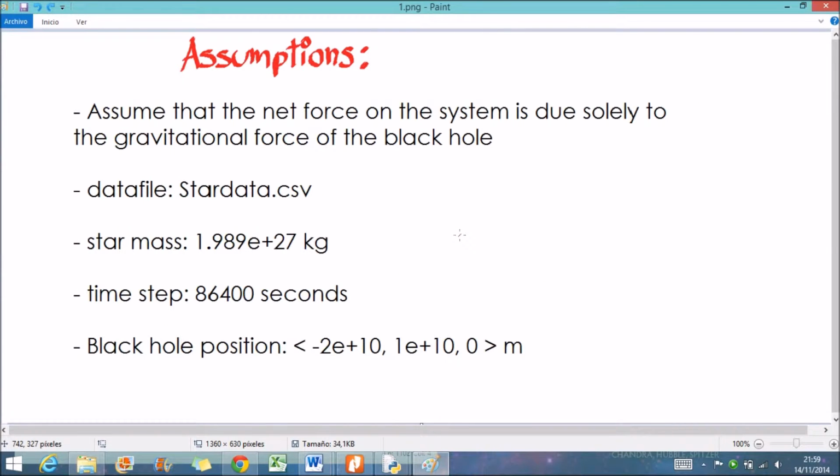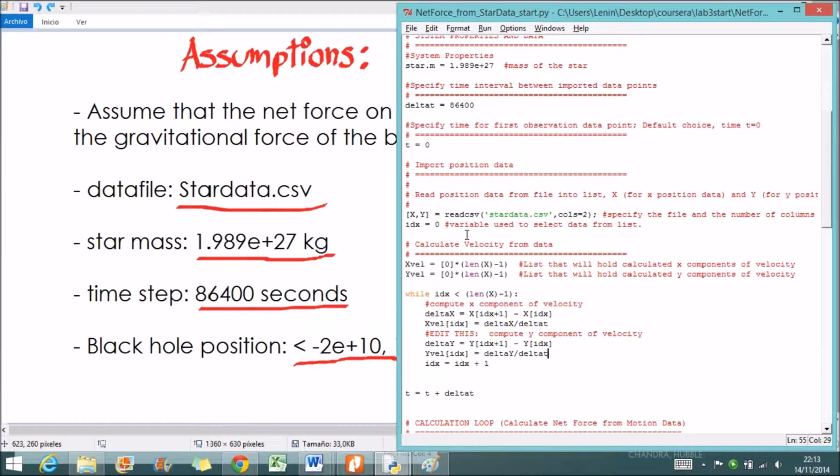Assumptions: assume that the net force on the system is due solely to the gravitational force of the black hole. The name of the data file is stardata.csv. It contains the mass of the star in kilograms, the time step, and the position of the black hole in meters. We put this data in our Python code: the mass of the star, delta T, and the name of the data file.